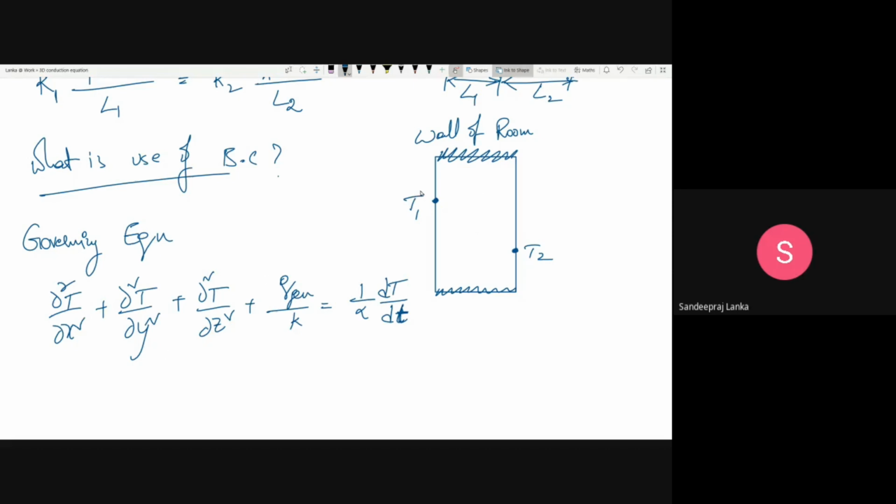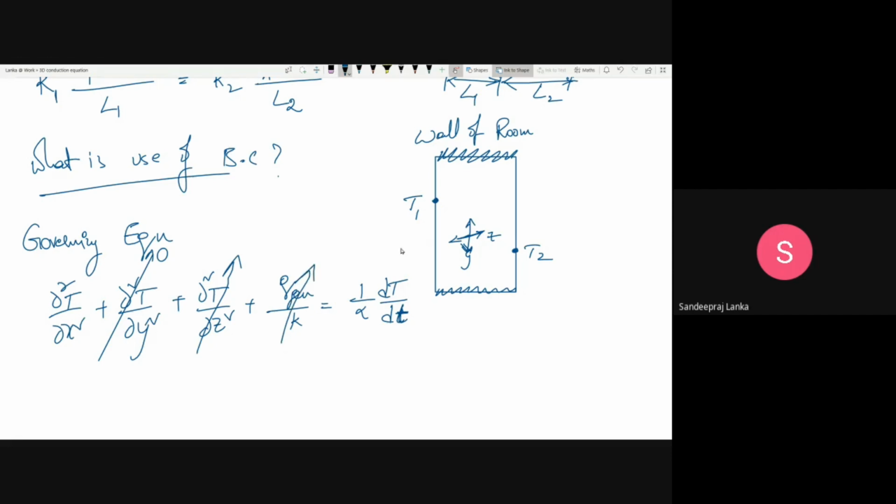Now, if you look at this wall, it will have temperature variation only in this direction, that is from inside to outside. In this direction it will not have heat transfer, that is your vertical direction, the y direction. So this can be neglected. Same way in the direction perpendicular to this, the z direction, the heat transfer will not be there.